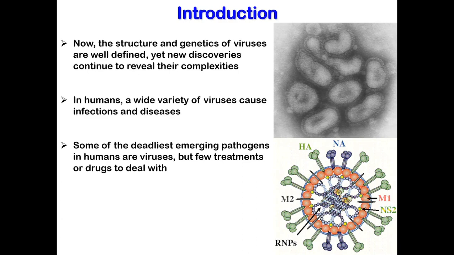In fact, some of the deadliest emerging pathogens in humans are viruses, but there are few treatments to actually cure these diseases. By emerging pathogens, we mean pathogens that have newly appeared in a population or have existed but are rapidly increasing in incidence or geographic range. So the continuing emergence and re-emergence of novel and dangerous pathogens with the potential to cause epidemics is a permanent threat to the health of populations around the world.